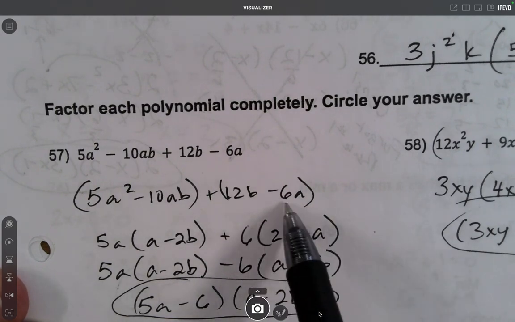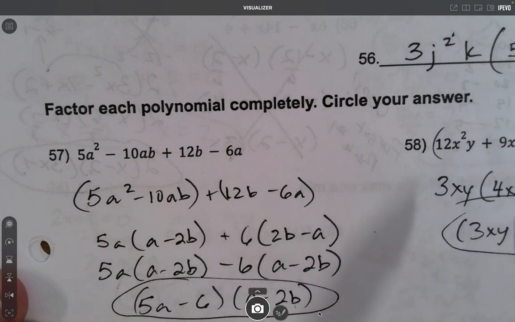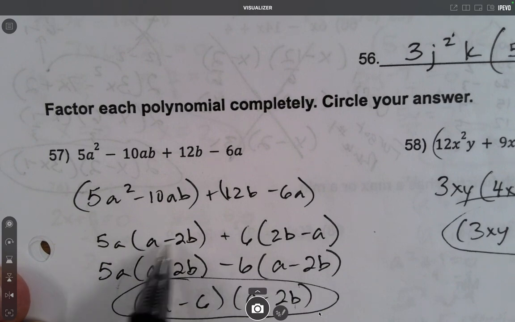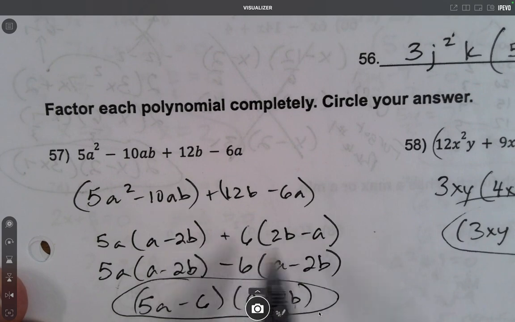When I look here, I could say, what do these 2 have in common? That would just be the number 6. So I pull a 6 out. 12 divided by 6 is 2. 6 divided by 6 is 1. So then we run into an uncommon problem where the 2 insides of the parentheses don't quite match. A minus 2B and 2B minus A.